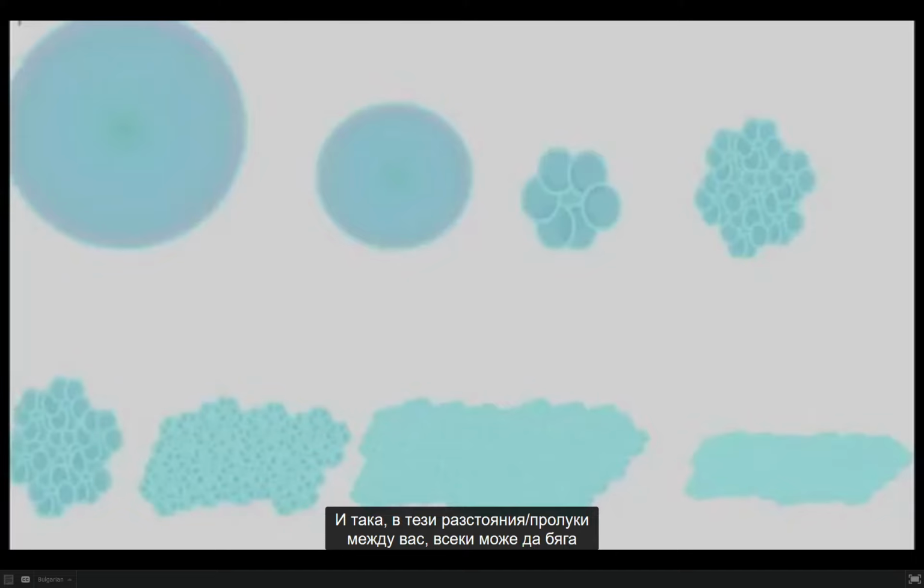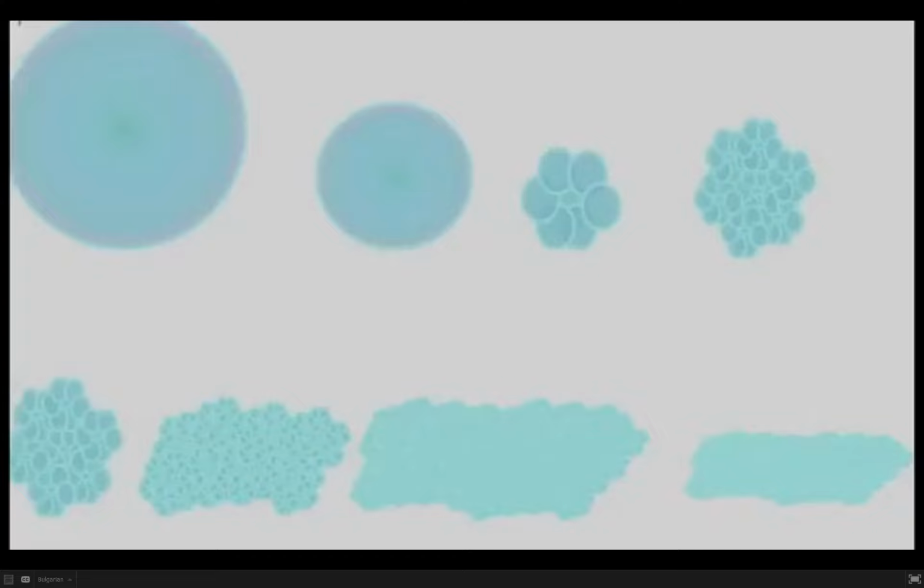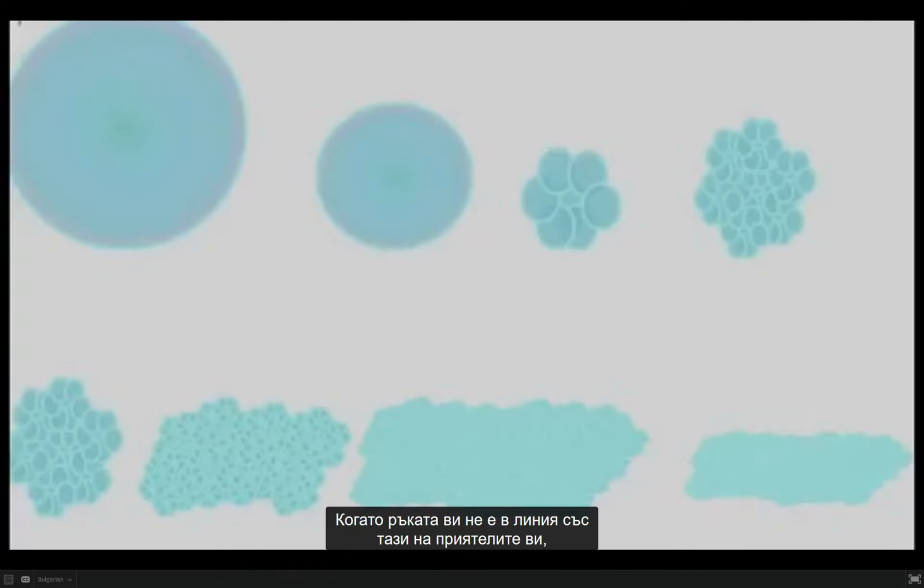So in these gaps between you, anybody can run because it's a huge gap. When your arm is not in line with your friends, with the gap between the layers in parallel, anybody can run between you because there is no resistance. This is what we call superconductivity, no resistance flow. So the guy who runs amongst you runs without any resistance.